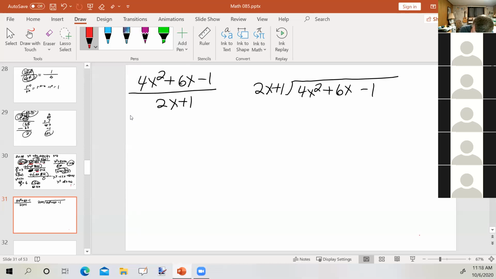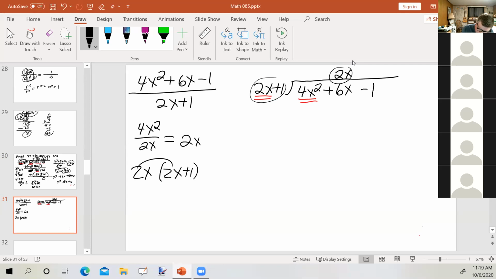So now I'm going to focus on the leading term inside and the leading term outside. What is 4x squared divided by 2x? 2x. 2x. So I'm going to put that up there in the x column. Once we've determined that, then we take this number times all of that. 2x times 2x plus 1 is 4x squared plus 2x. We take the results and we put it up here.